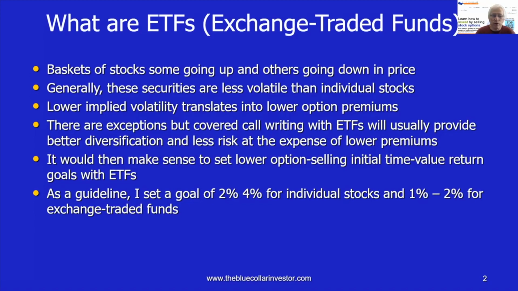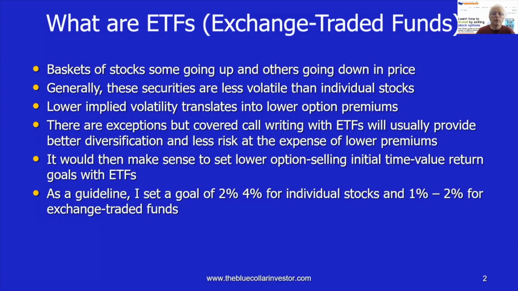than individual securities. Now, lower IV does translate into lower option premium. So that's one of the disadvantages of using ETFs compared to using individual stocks. One of the advantages is that when we own an ETF, we own a basket of stocks, and therefore, generally speaking, there's better diversification. Because of the lower implied volatility of these securities, it would make sense then to lower what our initial time value return goal range is.